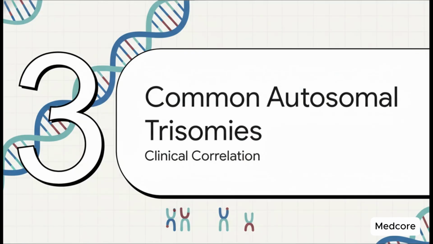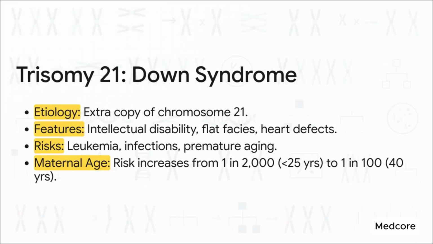Okay, enough with the pure mechanism. Let's get to the clinical stuff. How does this actually show up in patients? We're going to connect this whole idea of non-disjunction to the most common autosomal trisomies. That is, trisomies of the non-sex chromosomes. You will absolutely see these in your career. The classic example, of course, is Down syndrome, which is trisomy 21. It's caused by an extra copy of chromosome 21, and that leads to this distinct set of clinical features.